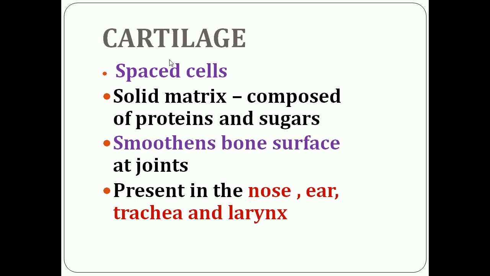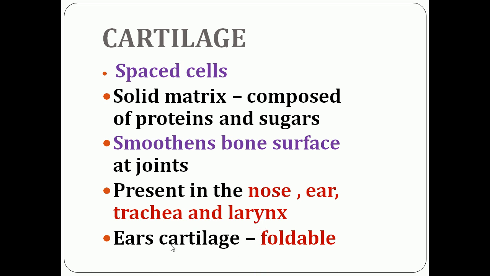So where is it found? It is present in the nose, ear, trachea and larynx. You know the trachea and larynx are part of the respiratory system. So cartilage is present in the nose, ear, trachea and larynx. The ear cartilage is foldable.